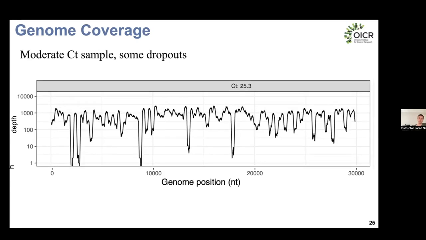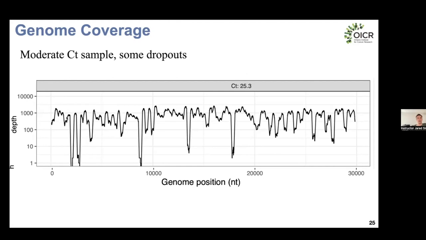Here's a sample that had a higher CT value of 25. CT is just the threshold for detection for the qPCR assay. So a CT of 25 means that it was called positive after 25 cycles of PCR. That's getting to be fairly high. I'll show higher examples of CTs in a little bit, but it's still something that we would think we can sequence.